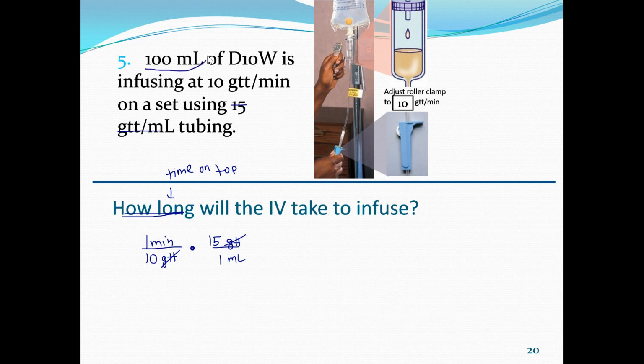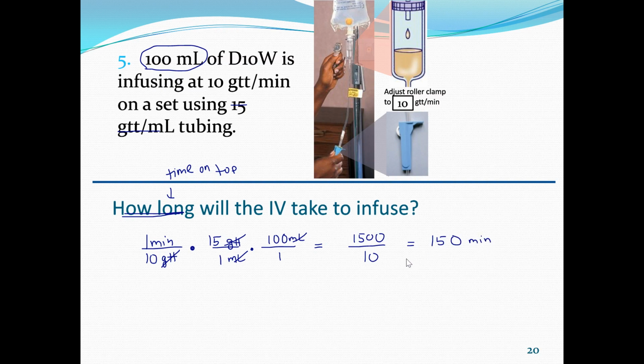I also have as a piece of information 100 milliliters. So I have milliliters, and I can put 100 milliliters on top, and the milliliters will cancel. That 100 milliliters was not a rate. It did not have another label with it, so I can put that at a 1. So in this case, I multiply straight across, 1500 on top divided by 10, and I find 150 minutes.